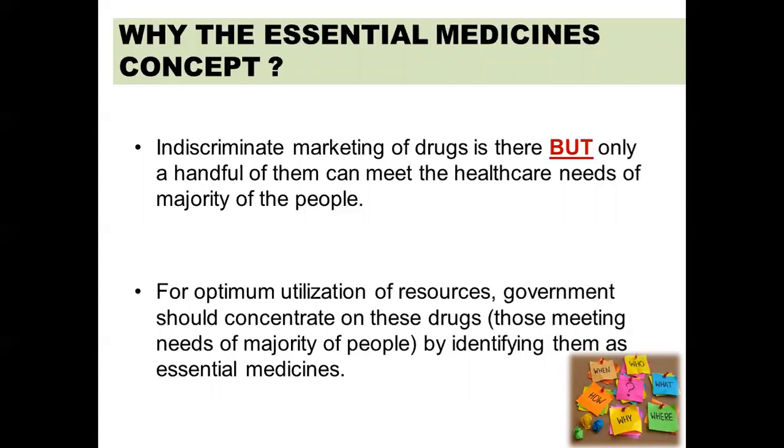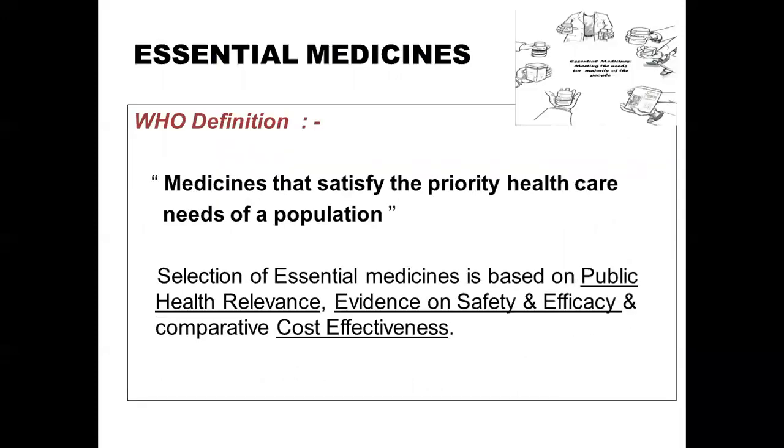So there are a lot of drugs coming into the market very often. Hence, for optimum utilization of the resources which the government has, the government should concentrate on including the drugs which are catering to the majority of the population as essential medicines, and this will lead to better health outcomes. This is why we require an essential medicine concept. So we can get over the indiscriminate marketing. We can just have a list of essential medicines which will be catering to the majority of the population in the world.